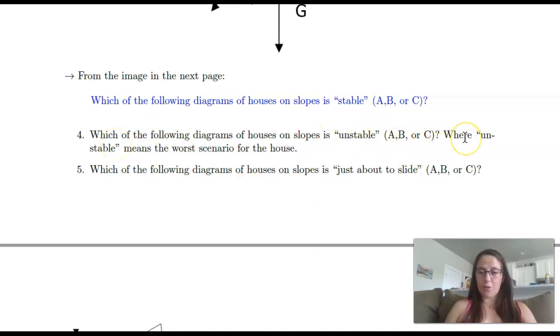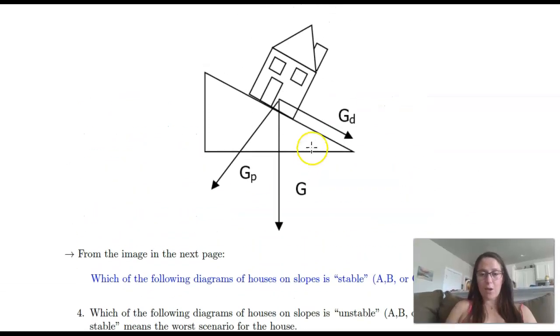Okay? Then, which of the following diagrams of houses on slopes is unstable? So here it explains that unstable means the worst case scenario for the house. So again, that would mean that the house actually tumbles downward. So if you think about this diagram, in order for the house to actually go downward from this position, the gravity downslope force must be greater than the friction force that is resisting the house from going downslope.